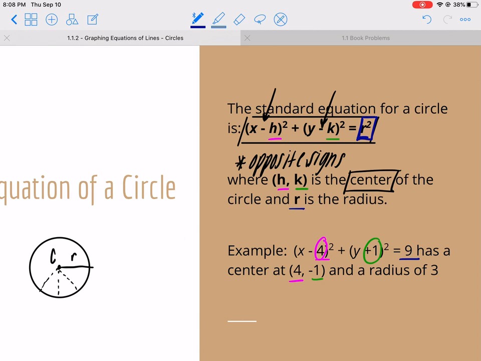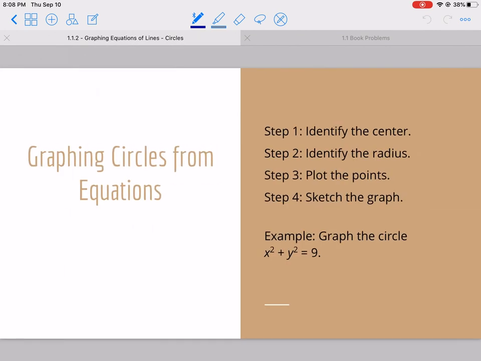Now, if 9 is r squared, and you want to just know what is r, what's the radius by itself? Well, how do you undo squaring something? The opposite of squaring something is to square root it. And so that means when you take the square root, r, or the radius, would be 3. So you're always going to take the square root of this outside term, or r squared, to get whatever the radius is. Okay, so let's do some examples here.